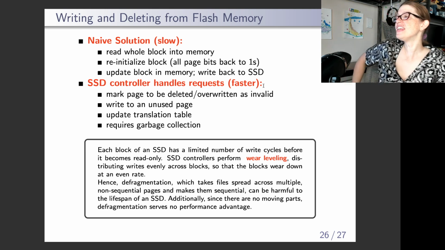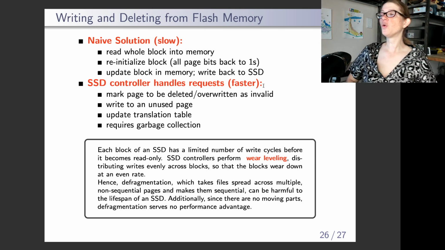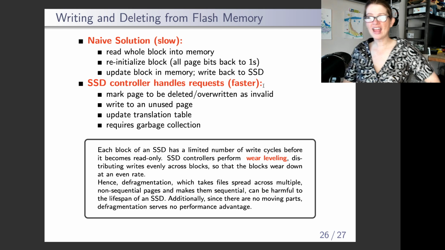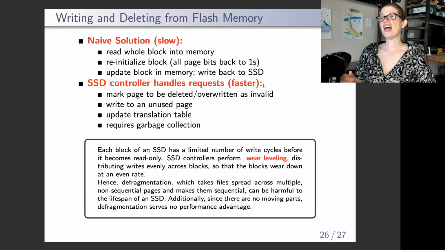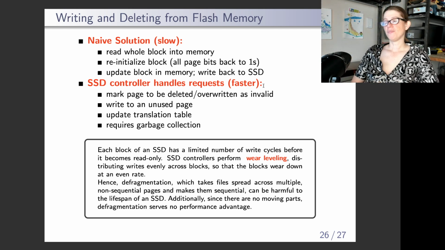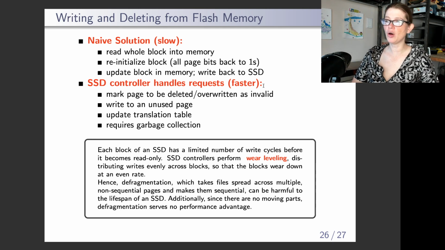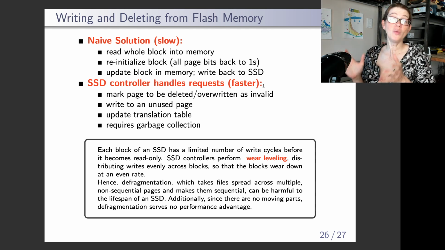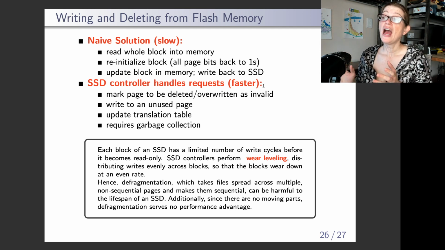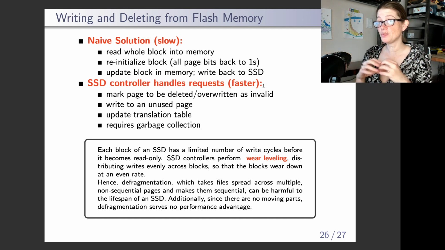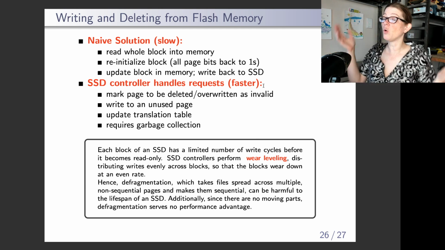Which leads us to some interesting algorithms for writing or overwriting and deleting things from flash memory. So the naive solution, which is easy to implement but very slow: let's say we're not overwriting a block. We just want to overwrite a page. Well, we have to figure out what block that's a part of, because we can't overwrite a page. We have to overwrite the whole block.